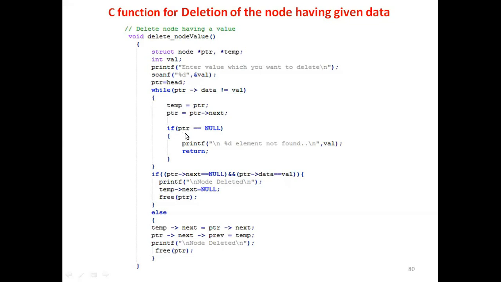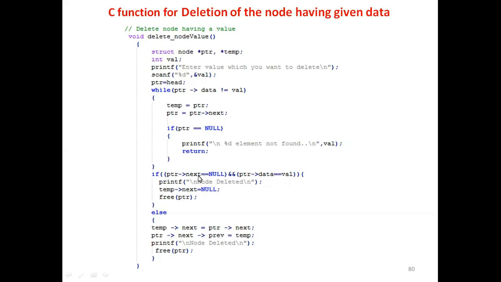And then we are checking if ptr equals to null. This condition comes when you reach the last node, but still the data field is not matching. In that case, you can just print the message that element not found, and return. Else means you found the data.